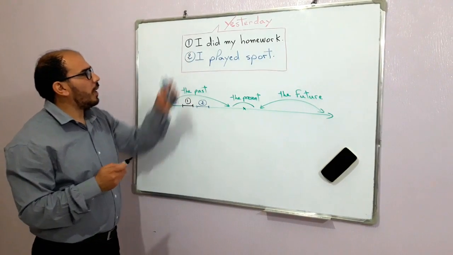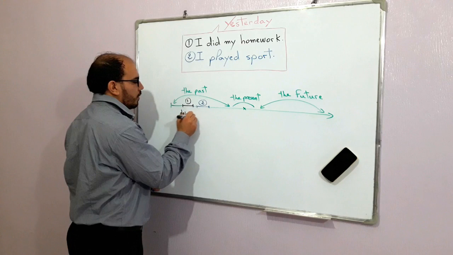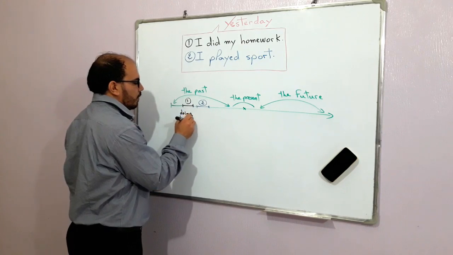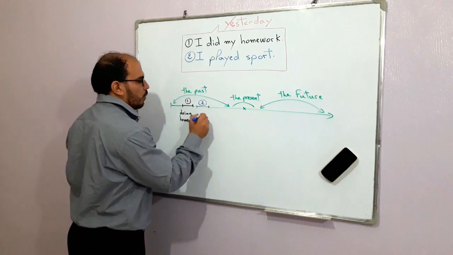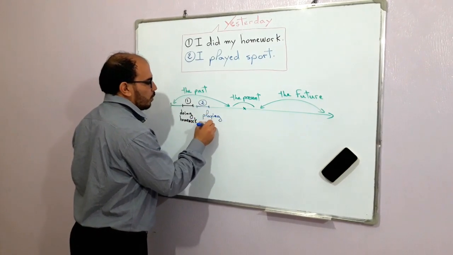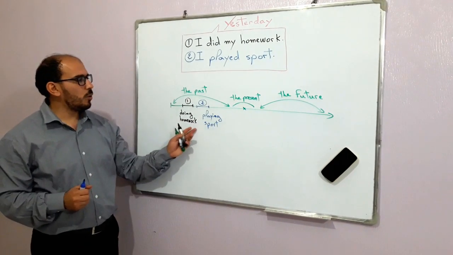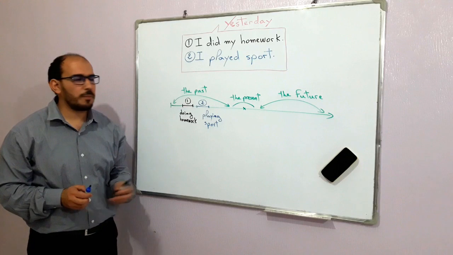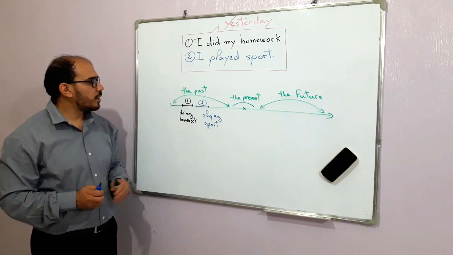Activity number one, I did my homework. This means doing homework. And activity number two, I played sport. Playing sport. Okay? So I did two activities yesterday. This means I did two activities in the past time.